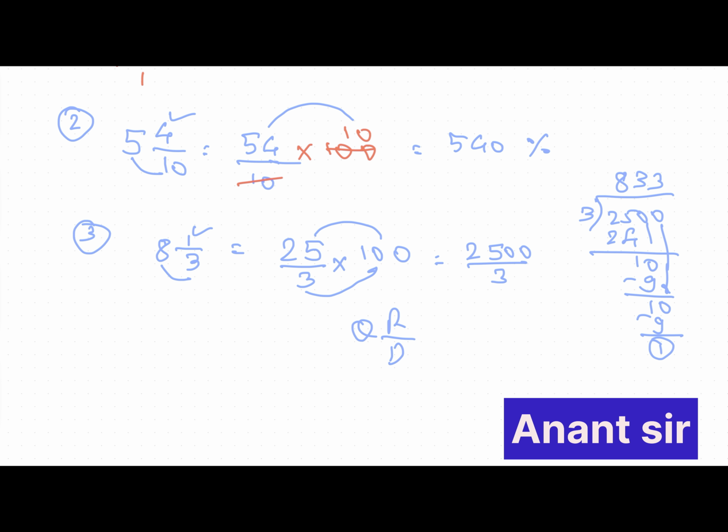Okay, we will write the answer in QRD form. So this is Q, 833 is the quotient, R is 1 the remainder and 3 is the divisor. So it is 833 integer 1 upon 3%. I hope you have understood the concept.